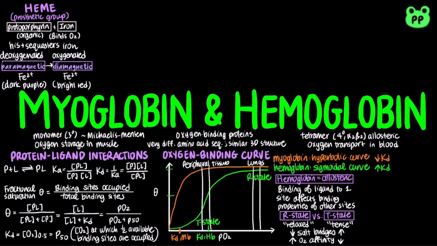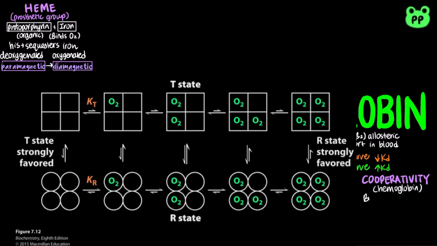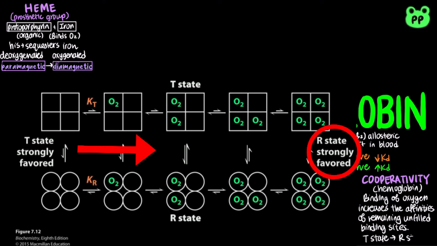On the other hand, myoglobin still exhibits the high affinity R state in peripheral tissues and would only release oxygen when the concentration drops really low, thus facilitating its role as oxygen-storing molecule in the muscles. The transition of T state to R state in hemoglobin can be explained by cooperativity, in which the binding of oxygen to hemoglobin increases the affinity of remaining unfilled binding sites.